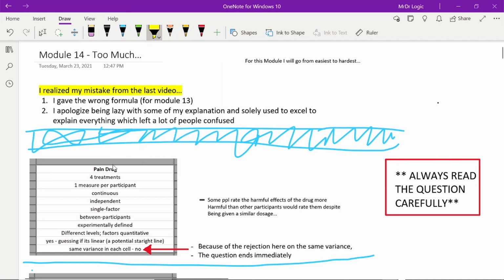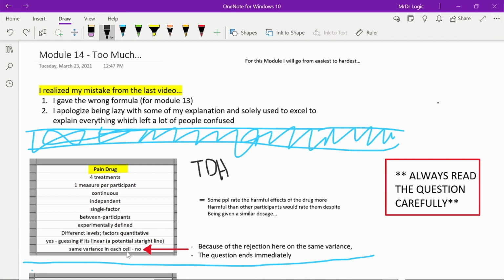So first off, this is the pain drug test. It'll give you a drug, I think it's TDH, and then it's something to do with rash or skin healing. I don't remember the question exactly, but it's 4 treatments or 4 groups. 1 measure per participant, continuous, single factor, between participants, experimentally defined, because they go through different treatments, such as one being given a specific dosage and another a different dosage. You get the idea. Different levels, quantity is the same. It has a linear line, which we'll get to in a second.